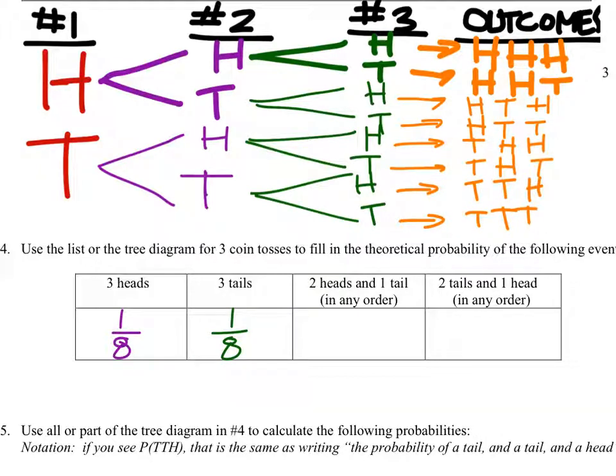But what if we had 2 heads and 1 tail in any order, really? Well, two heads, it looks like I've got 1, 2, 3. 3 out of the 8 outcomes have two heads and one tail. And for two tails and one heads, we got 1, 2, 3. So 3 again out of the 8.